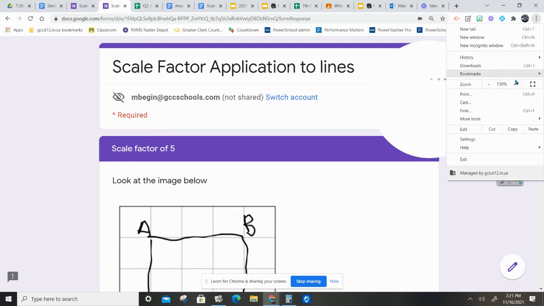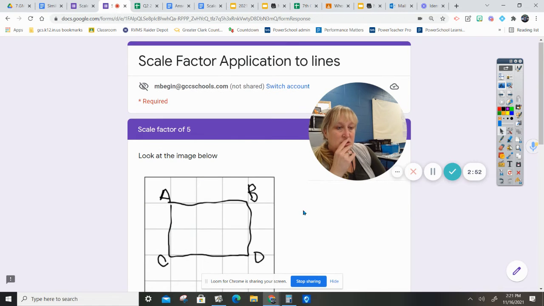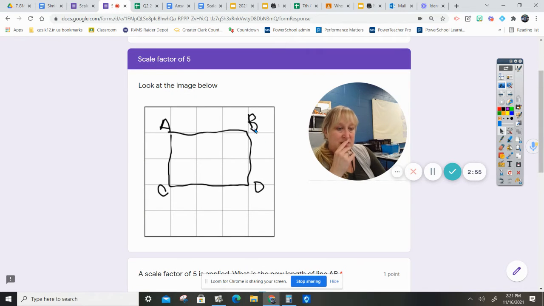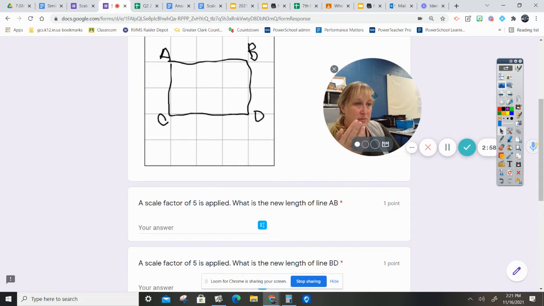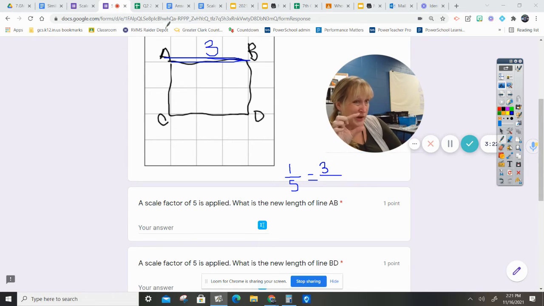I'm thinking I might make this a little bit smaller so that I can see it. Now we're looking at the image below, and it's going to be a scale factor of 5. This is where it comes into play. A scale factor of 5 is applied. What is the new length of line AB? AB is right here, and its length is 3. The scale factor is 1 to 5, and AB is the line originally. It is 3.